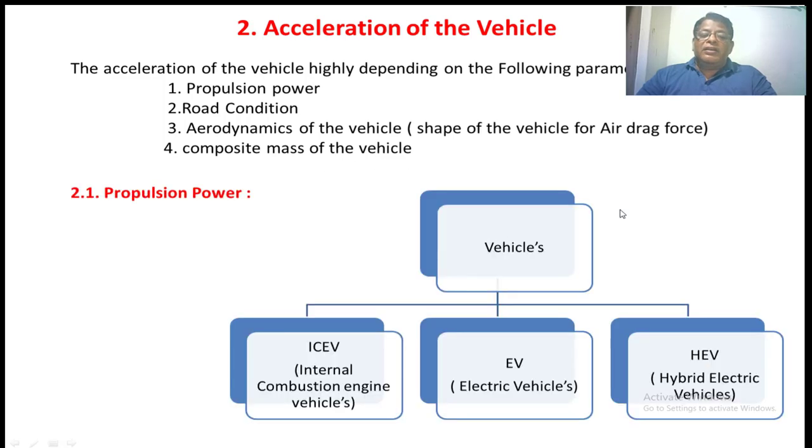Propulsion power is nothing but the power required to move the vehicle on the roadway against the resisting forces. The propulsion power will be different for different vehicles. In case of an IC engine, the propulsion power is developed from the internal combustion of the fuel. In case of an electric vehicle, it is developed by the motor. In case of a hybrid electric vehicle, it is developed by the internal combustion engine or the motor. In all these cases, the propulsion power is more in an internal combustion engine vehicle.